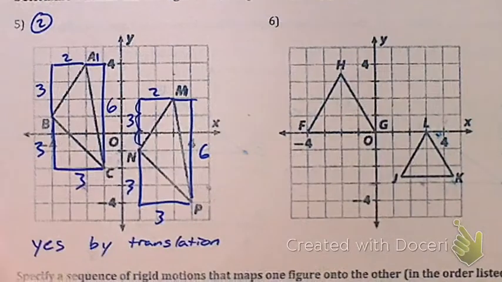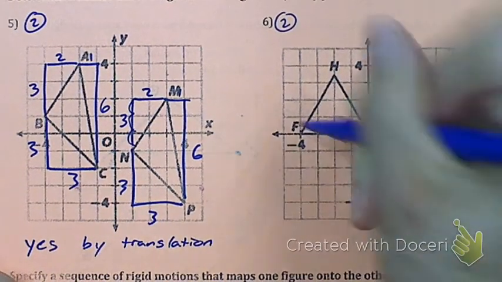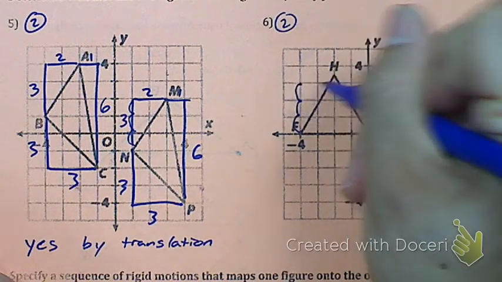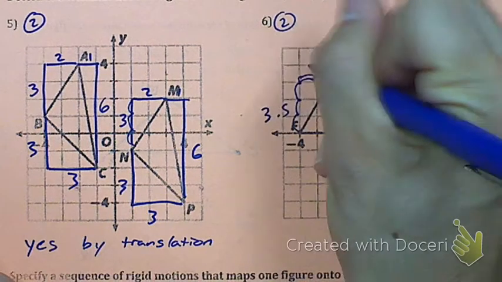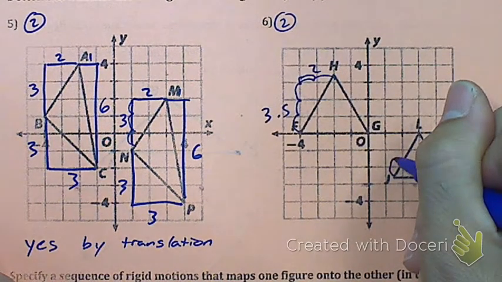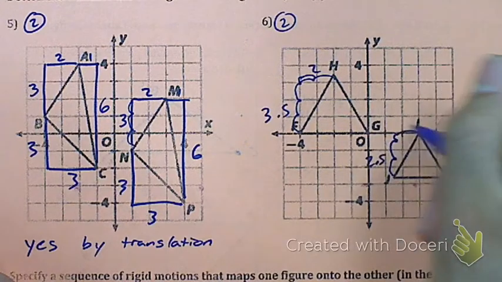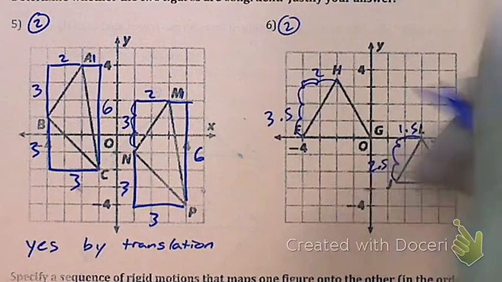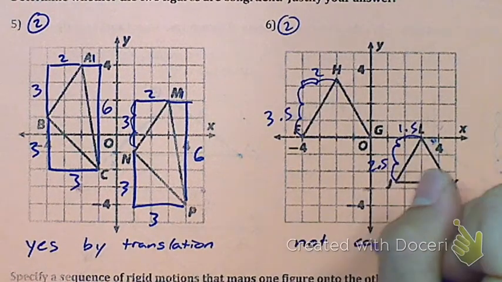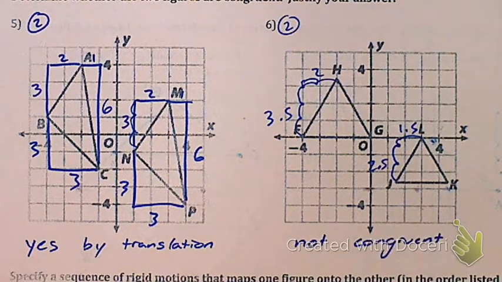For number 6, 2 points again. Show me that the numbers don't match. 1, 2, 3 and a half and 2. This one is about 1, 2 and a half. 1 and a half. So number 5, can I say it like that? Or do I have to say it by? That's fine. And so number 6, you just put not congruent. You have to show me that one side does not match. And then you are done.